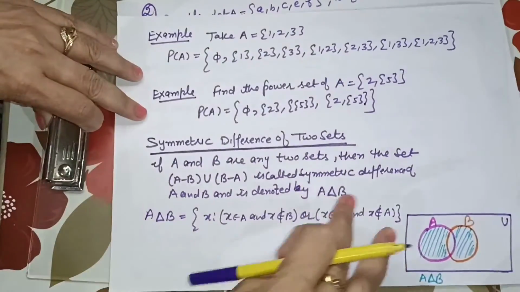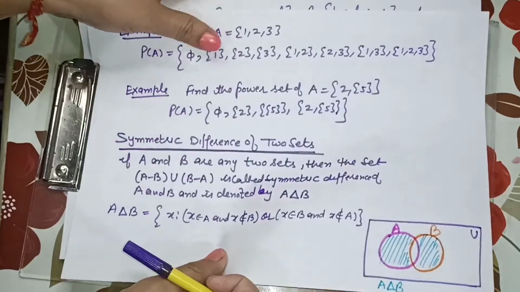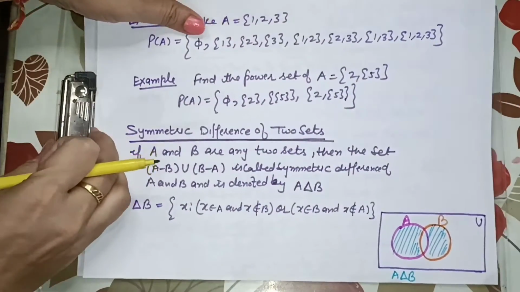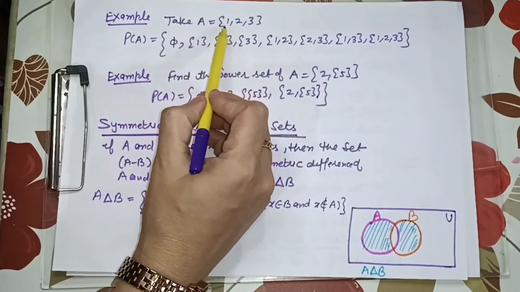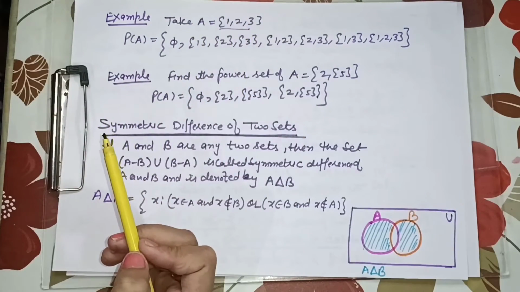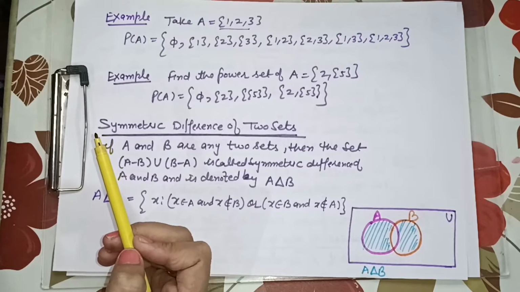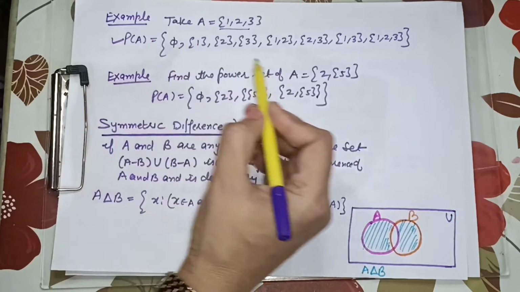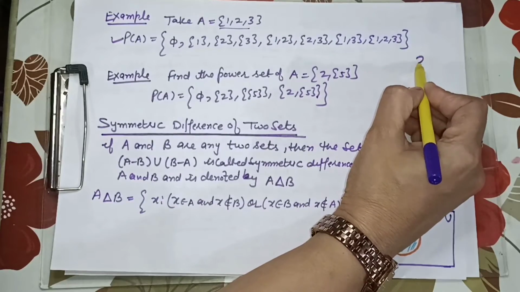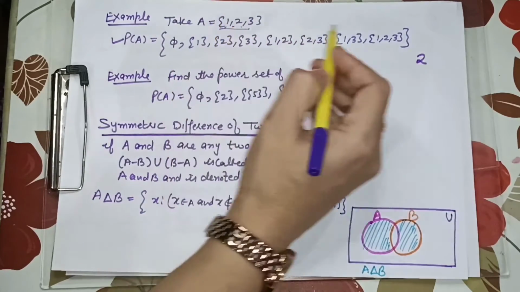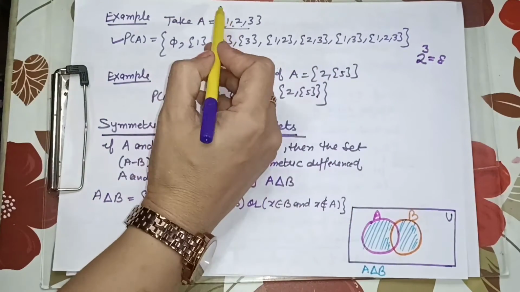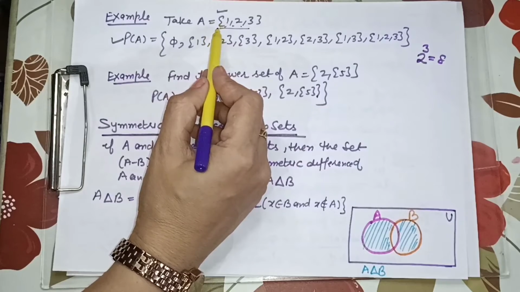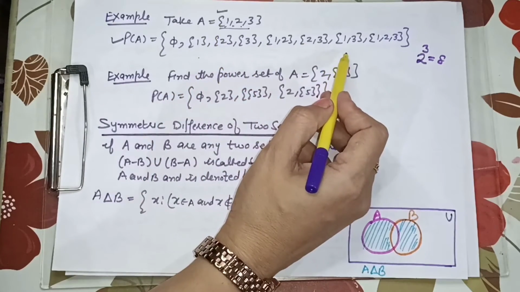So I will explain with illustrations, that means how we have to take the power sets. Suppose we have this example. Take A = {1, 2, 3}. These are the three elements of the set. Now, how do we calculate the power set? The simple formula is that the base will be taken as 2. There are 3 elements, so 2 raised to the power 3, that means 8. So the power set has 8 subsets.